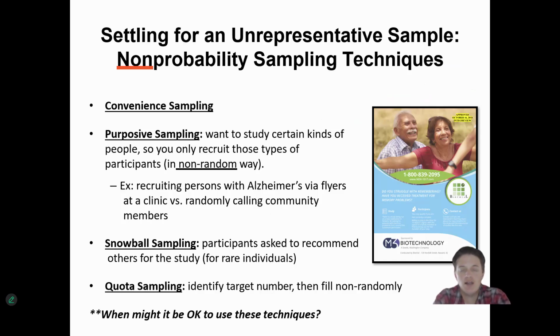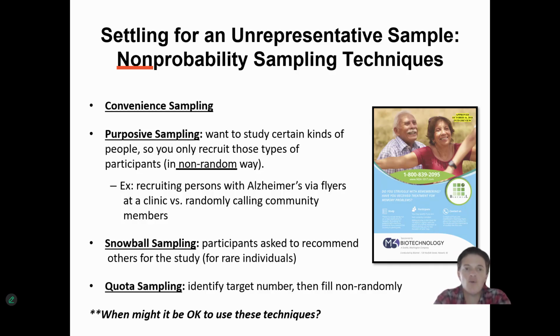Purposive sampling, let's say we want to study certain kinds of people, so you only recruit those participants in a non-random way. For example, let's say you put up a flyer trying to recruit people who have Alzheimer's at a clinic. Rather than randomly calling a bunch of people who go to the clinic, you put out a flyer and you're actively seeking people with a purpose, hence the name. And that might be the only way that you can actually get enough participants that meet the demographic you're interested in.